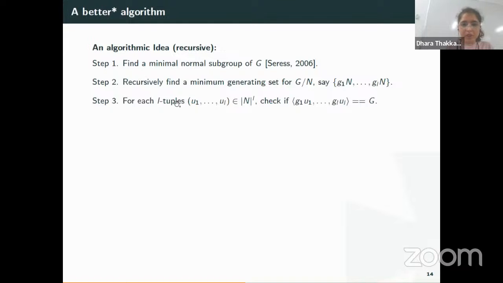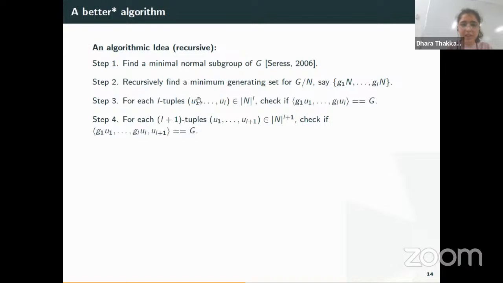So we can first try all possible L-tuples u1 to uL from N to the power L, and check whether these special generating sets g1u1 to gLuL will generate G or not. From the previous theorem by Gaschütz, we know that if G has a generating set of size L, then we will be able to find one in this step. Otherwise, we know that G has a generating set of size L plus 1, and we will again use the result of Gaschütz, try all possible L plus 1 length tuples, and check whether they generate G or not.